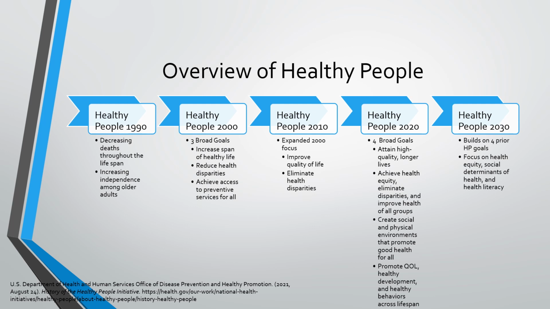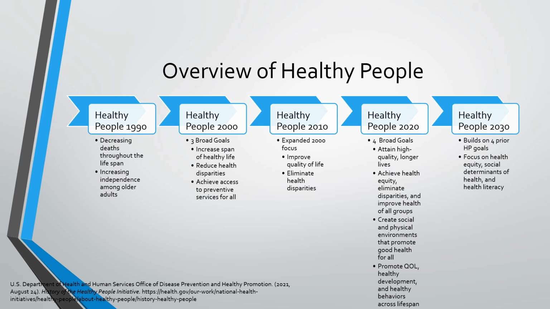And then going a step further to really look at, and this is going to be important when we think about the social determinants of health in this current iteration, what are those social and physical environments that promote health for all? And can we replicate that? And we really should, as part of that ability to promote quality of life, healthy development, and healthy behaviors across the lifespan. So creating those physical and environmental and social environments that support health across the lifespan. And now we're in Healthy People 2030, which builds upon these more broad goals from 2020.